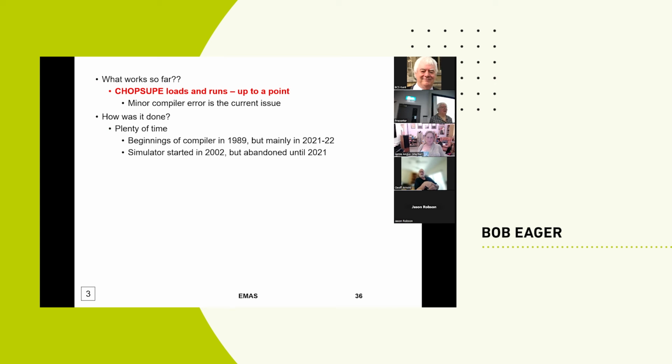How did I do it? I did it all myself. I started writing a compiler, not for 2900, but for something else in 1989, but mainly in 2021-22. All that COVID stuff, there was a lot of time. In fact, the first part of COVID, I was actually resurrecting a completely different operating system the same way. That's a story for another day. And I started the simulator back in 2002, and then I ran out of time. I think I suddenly got an awful lot of stuff at work.